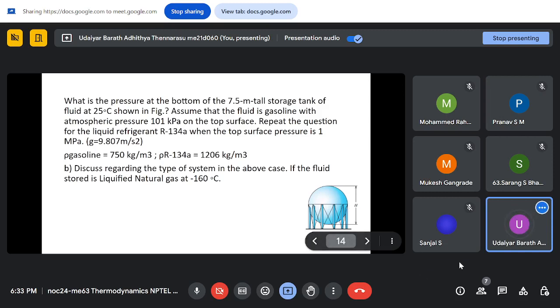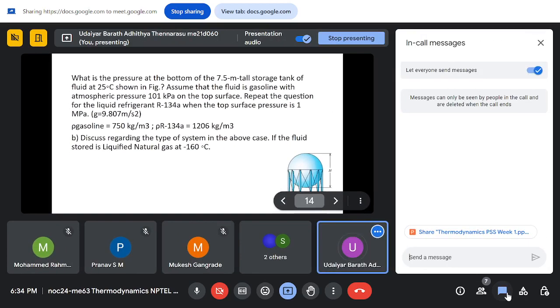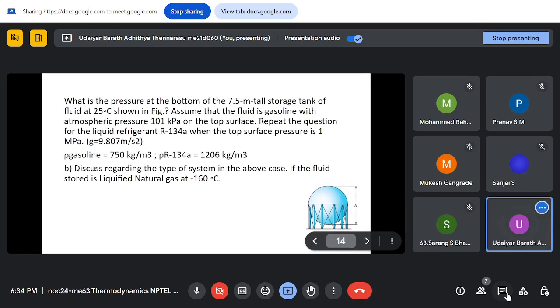So you can try this out. I think it's a simple example. You can try this out and you can type your answers in the message box. I'll wait for 2 minutes. Okay, you can try this out. Simple example. You know g, you know the top pressures, you know the densities.